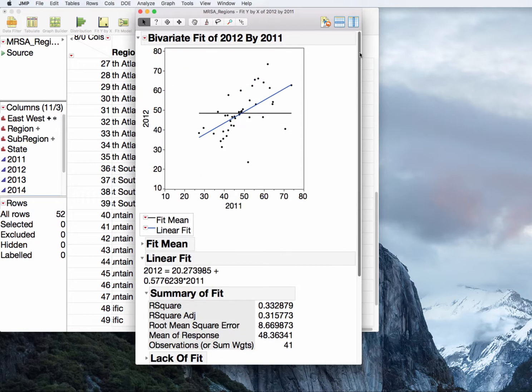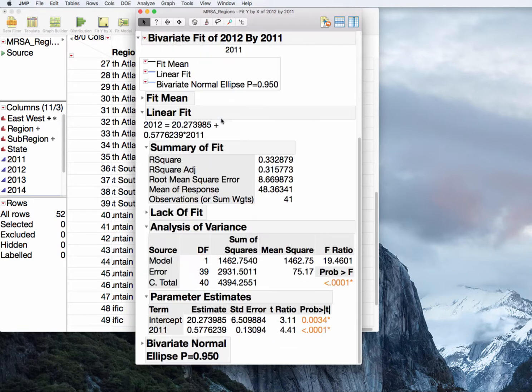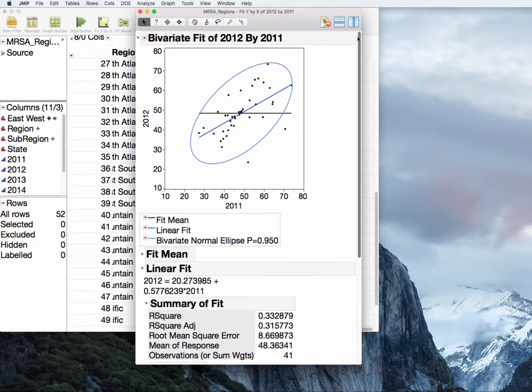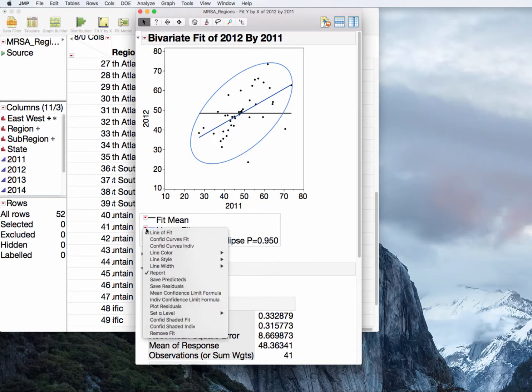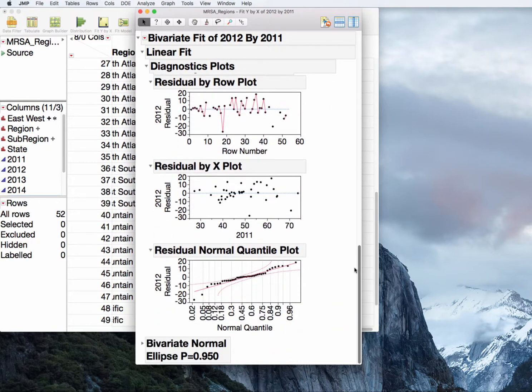The one thing that we have not done is assess this model for the assumptions. These are supposed to be bivariately normal. You could ask for the density ellipse. That will give you sort of a way to assess this with your eyes. But with our linear fit, we can actually ask for our residuals. We can save them. We can also plot them. So let's plot them. We get 5 plots for our residuals.